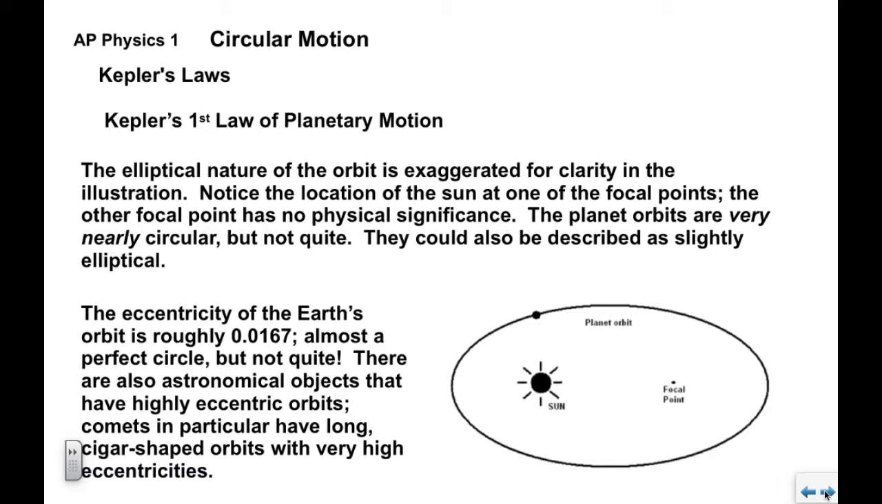The Earth's orbit eccentricity is 0.0167, very close to a perfect circle, but not quite. Most of the planets have very low eccentricities like this. There are objects that have highly eccentric, very squashed, very long and skinny orbits. We're going to look at those a little bit later.